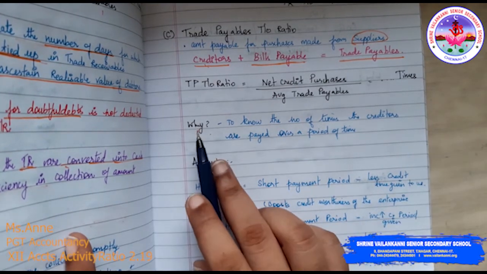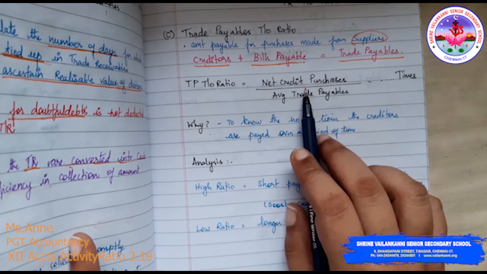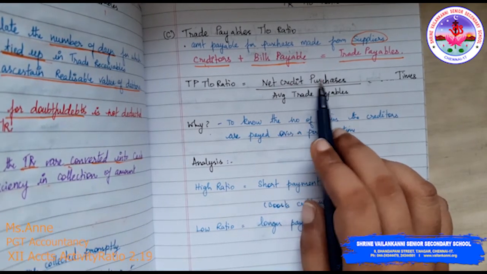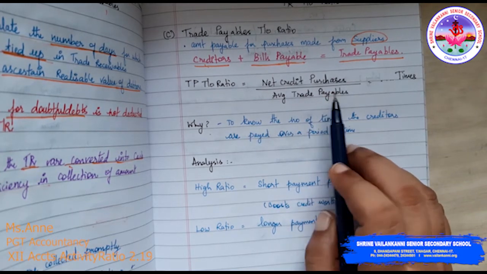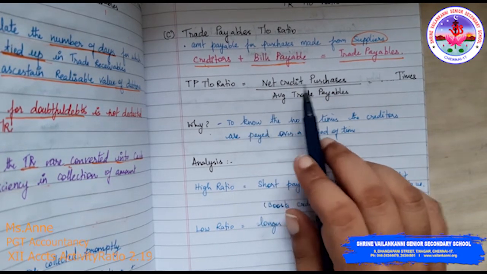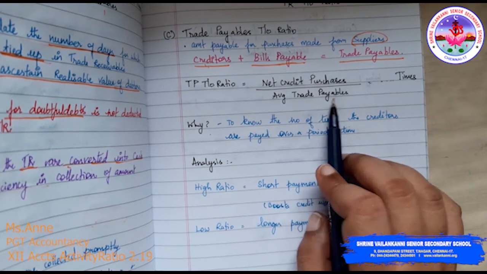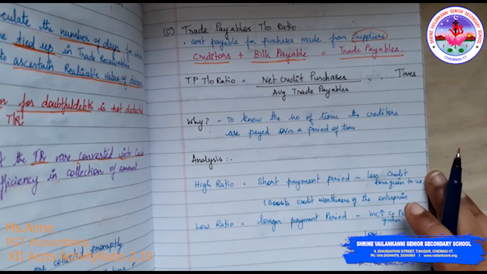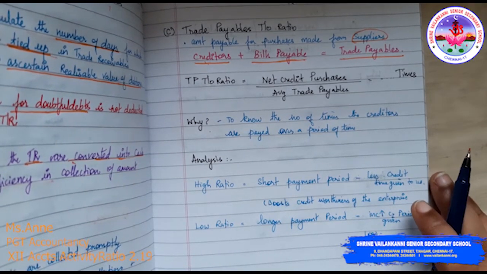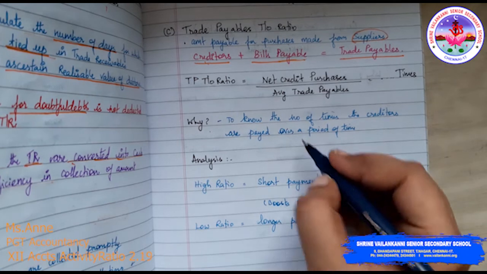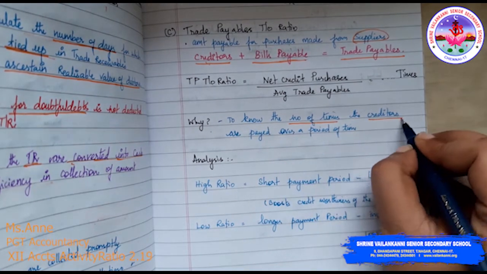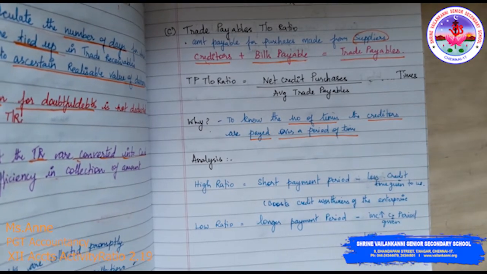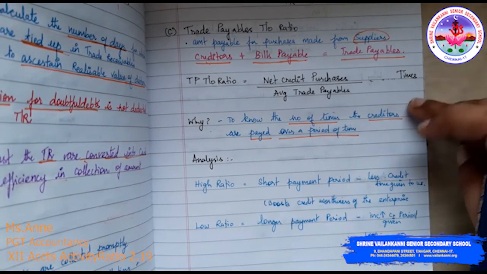Now, the last ratio was the trade receivables ratio. It is net credit sales divided by average trade receivables. Here for trade payables, it is net credit purchases divided by average trade payables. It is easy to remember that way when you connect and learn. Why? To know the number of times the creditors are to be paid over a period of time. So this is the reason. Within how much time do we need to pay our creditor? Is it often?